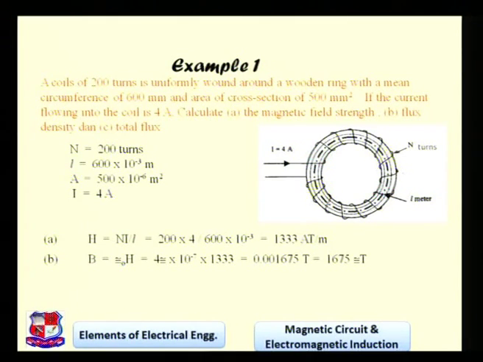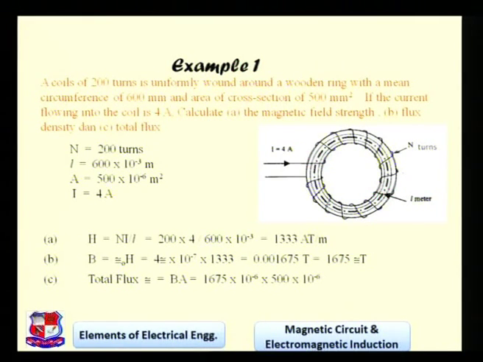Secondly, we have to find flux density. So we have the relation B is equal to mu 0 into H. So 4 pi into 10 raised to minus 7, which is the value of mu 0, multiplied with magnetic field intensity H, gives the magnetic flux density equal to 1675 Tesla.